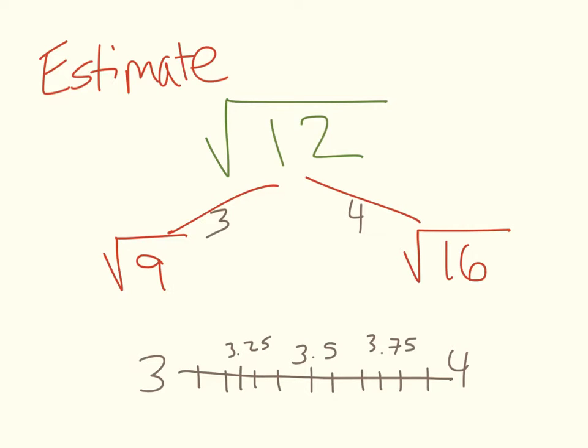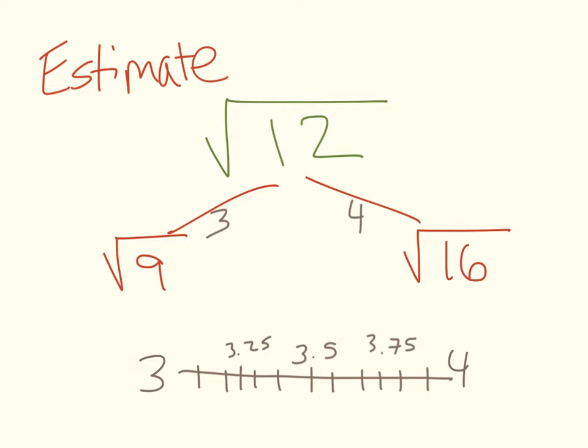If I looked at these two numbers right here and saw that they were exactly the same, I would know my answer would be exactly 3.5, because it's falling exactly in the middle, meaning it's the same distance away from my two perfect squares. Since 3.5 is the same distance from 3 as it is from 4, that would mean it's the exact same distance from the square root of 9 and the square root of 16. However, that's not the case here, because we don't have equal distances between our square roots.